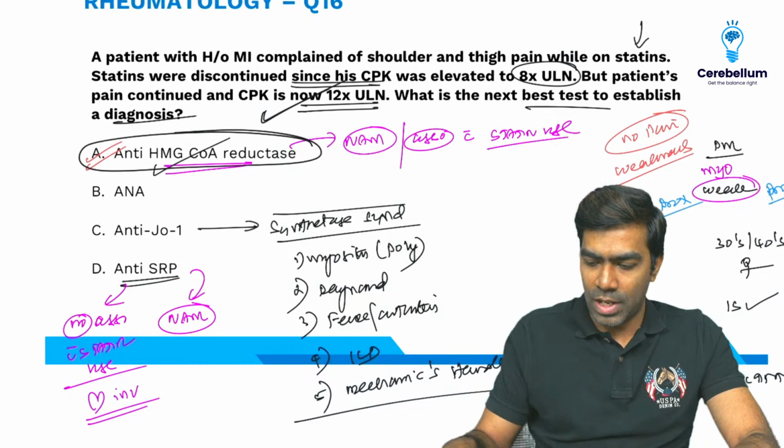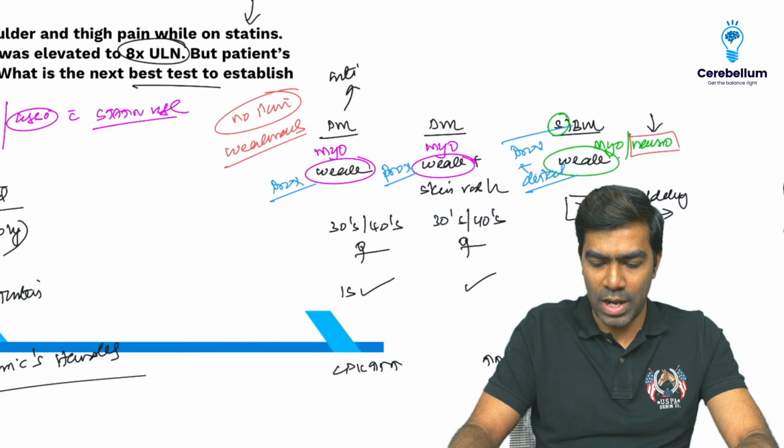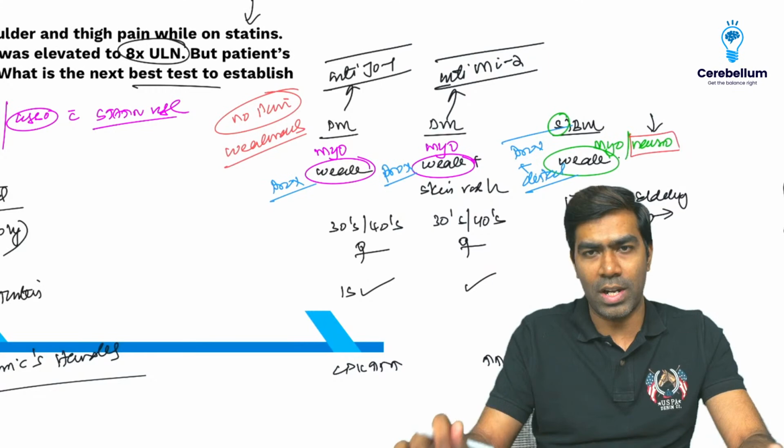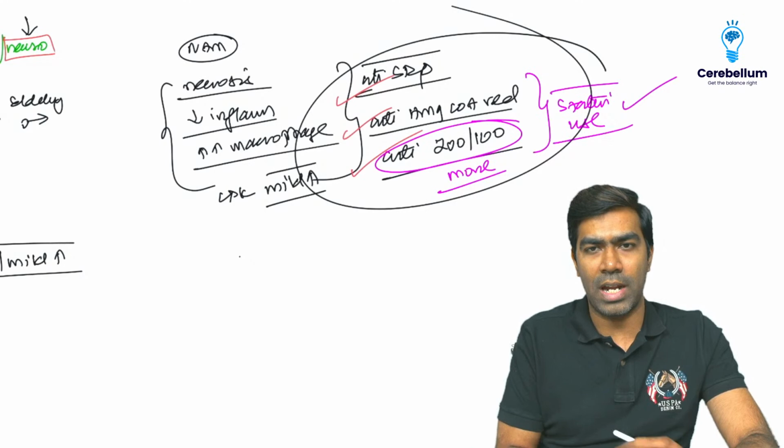The most important antibody you need to know for exams with regards to polymyositis is anti-Jo-1 antibody. The most important antibody for dermatomyositis is anti-Mi-2 antibody, which is associated with the heliotrope rash, shawl sign and all. Those are the two antibodies that you need to know. But please remember these three antibodies as well: anti-SRP, anti-HMG-CoA reductase and anti-200/100 antibodies.